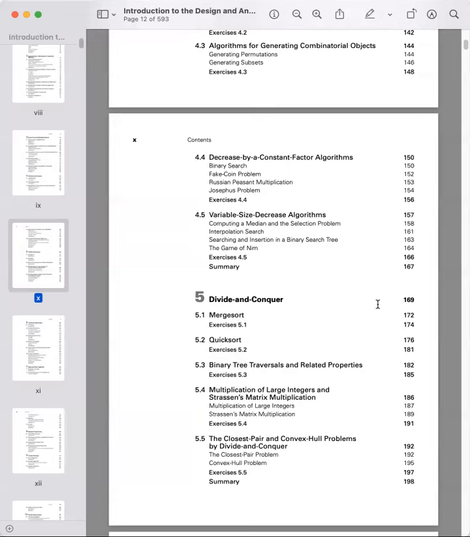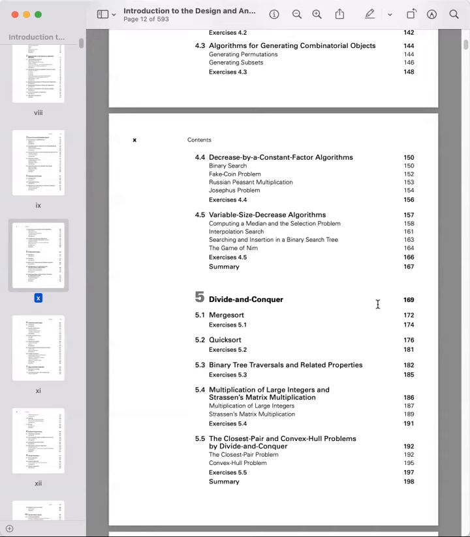So we then talked about binary search tree traversals. That's the pre-order, in-order, and post-order. Those are pretty quick problems to do, so I may give you an example of that. On the large integer and Strassen's multiplication, skip all that for the exam. Okay, so nothing in 5.4 will I ask you about.